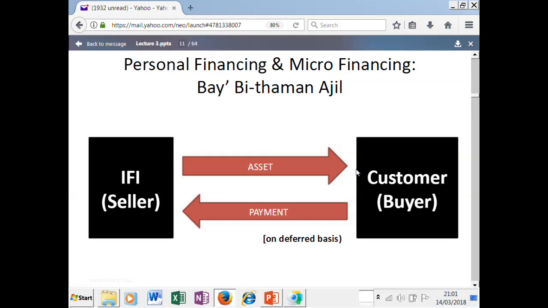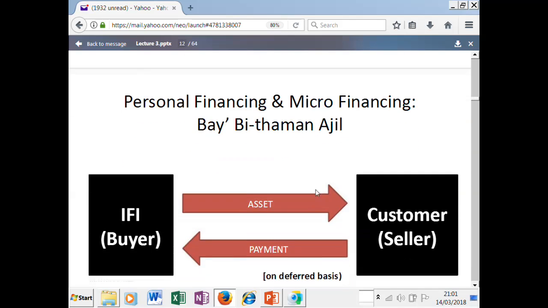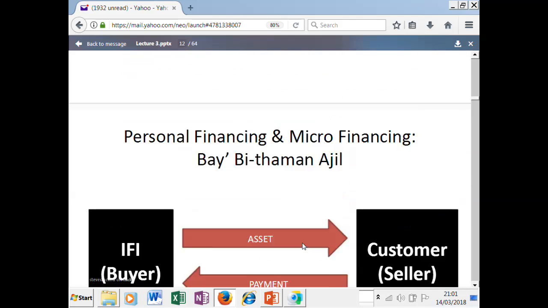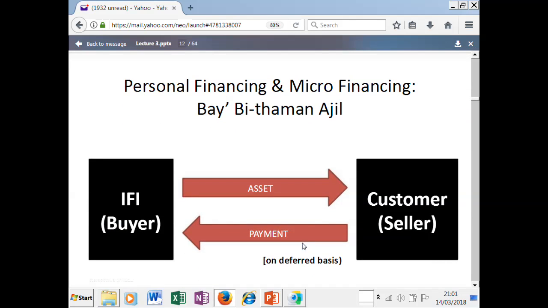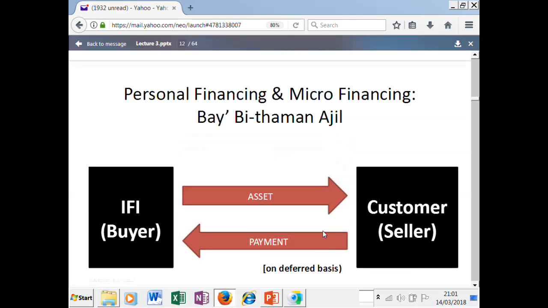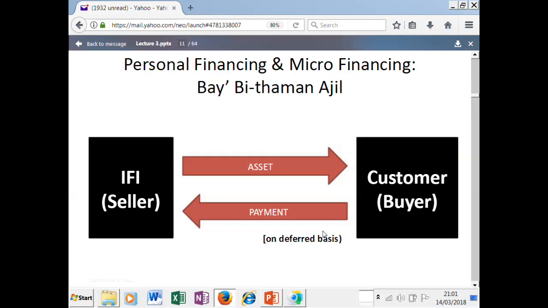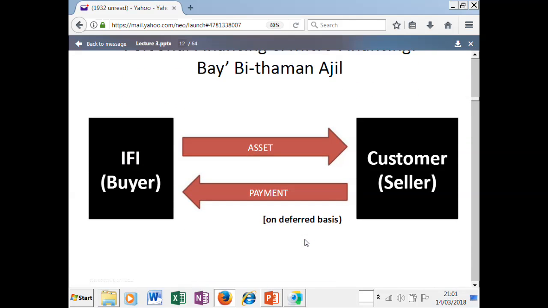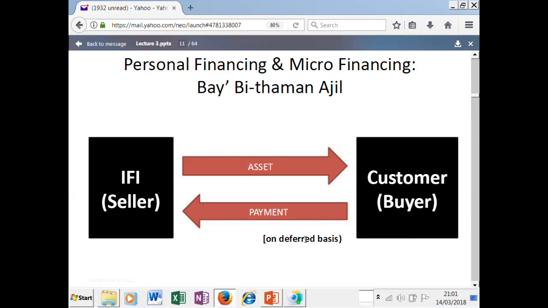All right, and then personal financing or micro financing using Bersama Ajil. The bank will actually sell an asset to the customer, then the customer will pay on a deferred basis. This is personal financing, but normally it is used by Aina. How do they do it? As I mentioned before, now you don't have money, but you want a personal loan. So the customer goes to the bank. The bank says, okay, I'll give you 10,000 ringgit, because you want 10,000.